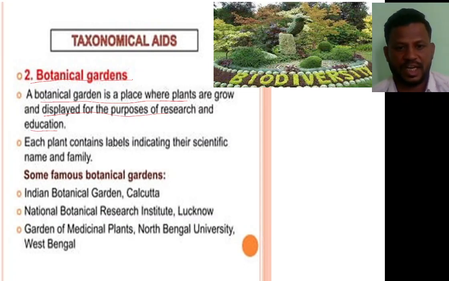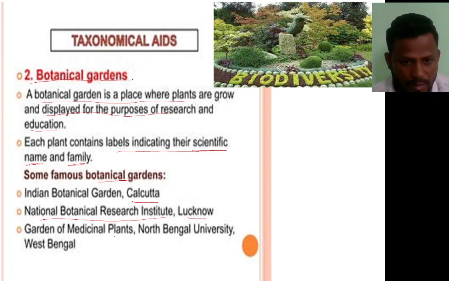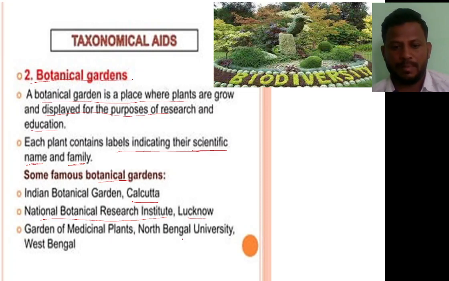Each plant contains a label indicating its scientific name. If you visit a botanical garden, every plant is named by its scientific name. The name tag must be attached to the plants with their family and scientific name. Some famous botanical gardens in India are in Kolkata, the National Botanical Research Institute of Lucknow, and the Garden of Medicinal Plants, North Bengal University, West Bengal. These are very famous botanical gardens in India.